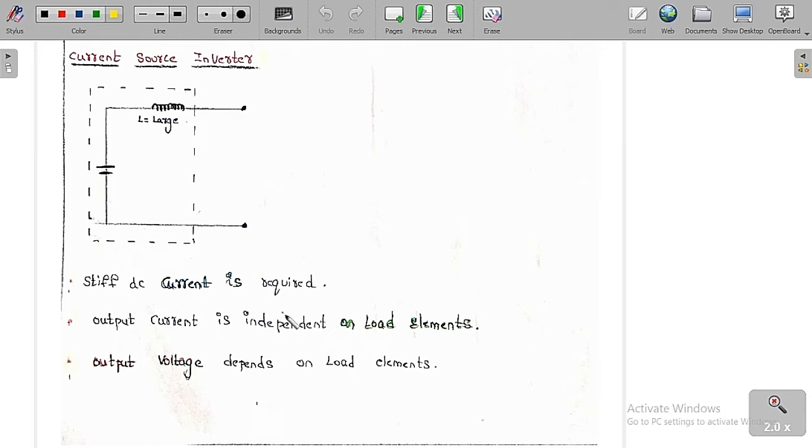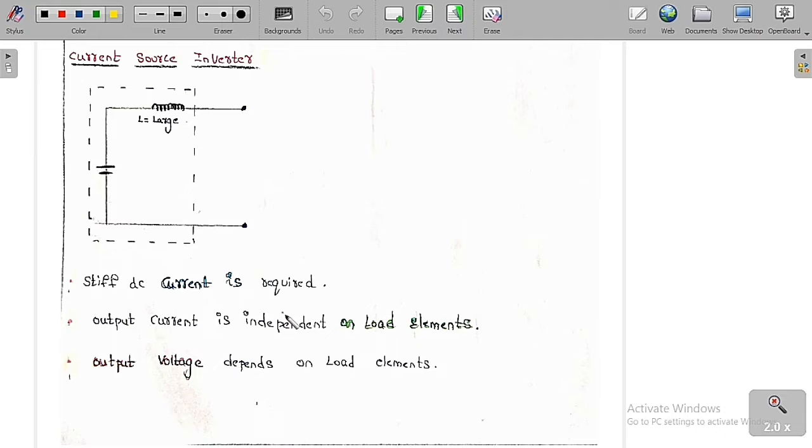So let me do the revision of the voltage source inverter and the current source inverter. I have already told you, in a voltage source inverter, we need an input of stiff DC voltage, and a freewheeling diode is required. The output voltage is independent of the load values, but only the output current is going to depend on the load elements. Whereas in a current source inverter, we basically need an input of stiff DC current or constant DC current, that we can obtain with the help of an ideal voltage source and an inductor in series.